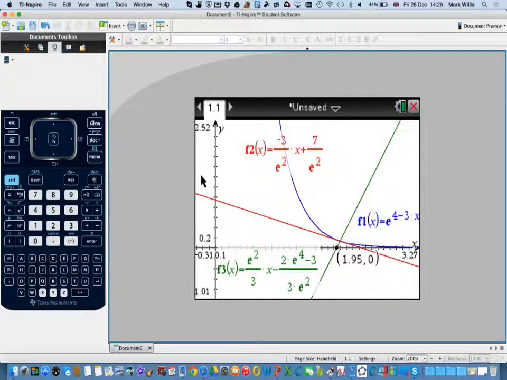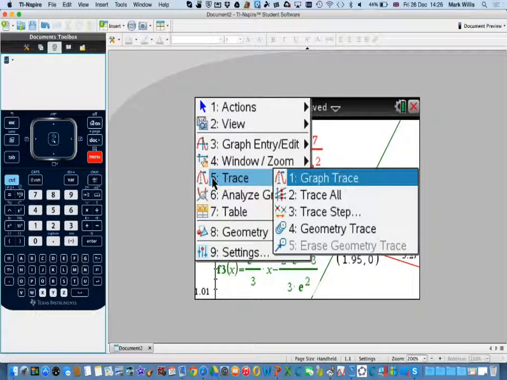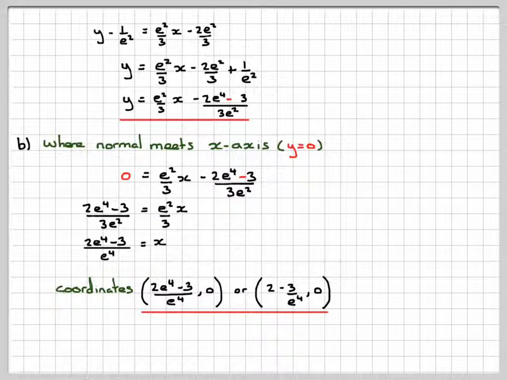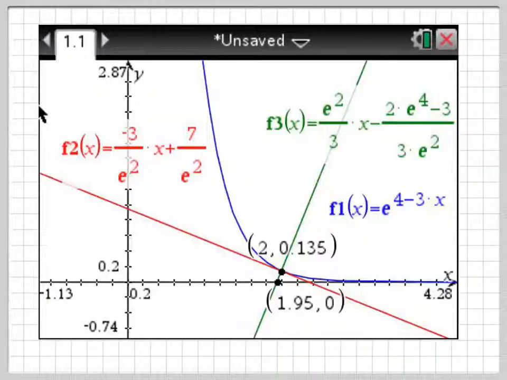If we actually want to mark on menu, trace and graph trace, and if I move it down to this point here, in fact if I just put in 2, it will give me that point there. It will give me the point where we've actually drawn the normal and the tangent. Okay, so just going back to this, there's a screenshot of what I've just done. Okay, so there is the point of intersection that we wanted, and this is where we've actually drawn the normal and the tangent. These are the graphs that we put in.